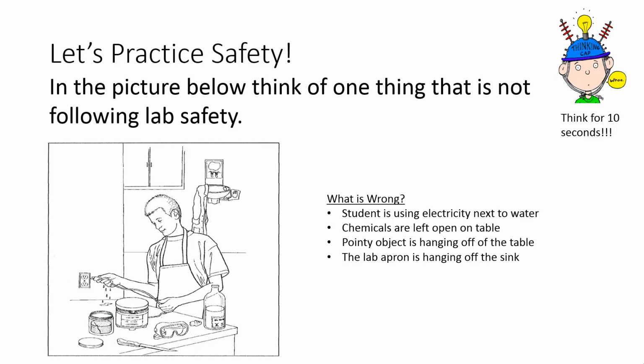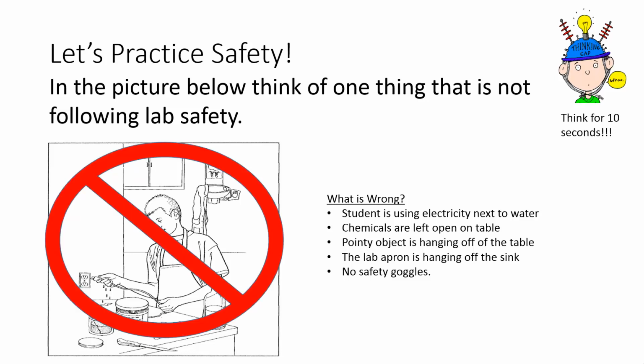Also, if you look in the back, you'll notice there's a coat or a lab apron hanging off the sink. We want to make sure there are no articles of clothing just being laid around the lab. Okay? A lab needs to be safe, and it needs to be clean and organized. The student also isn't wearing safety goggles. You can see them sitting on the table, but they're not on his face. Let's fix that. This is not what you call a safe lab.